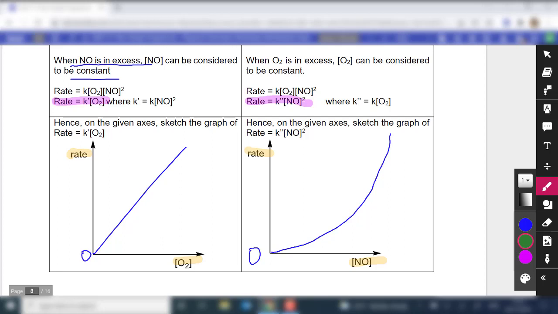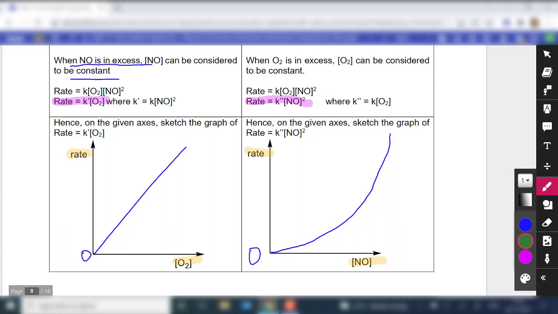So for example, for the first column, if NO is not in excess, definitely the rate of the reaction will not vary so nicely. Because if NO is not in excess, it will be difficult to determine the rate, because the change in the rate of reaction as oxygen reacts will also be dependent on how much NO depletes over time. And because NO is not in excess, it will deplete by a significant percentage, and this will cause the rate to either drop or increase drastically depending on the actual order.